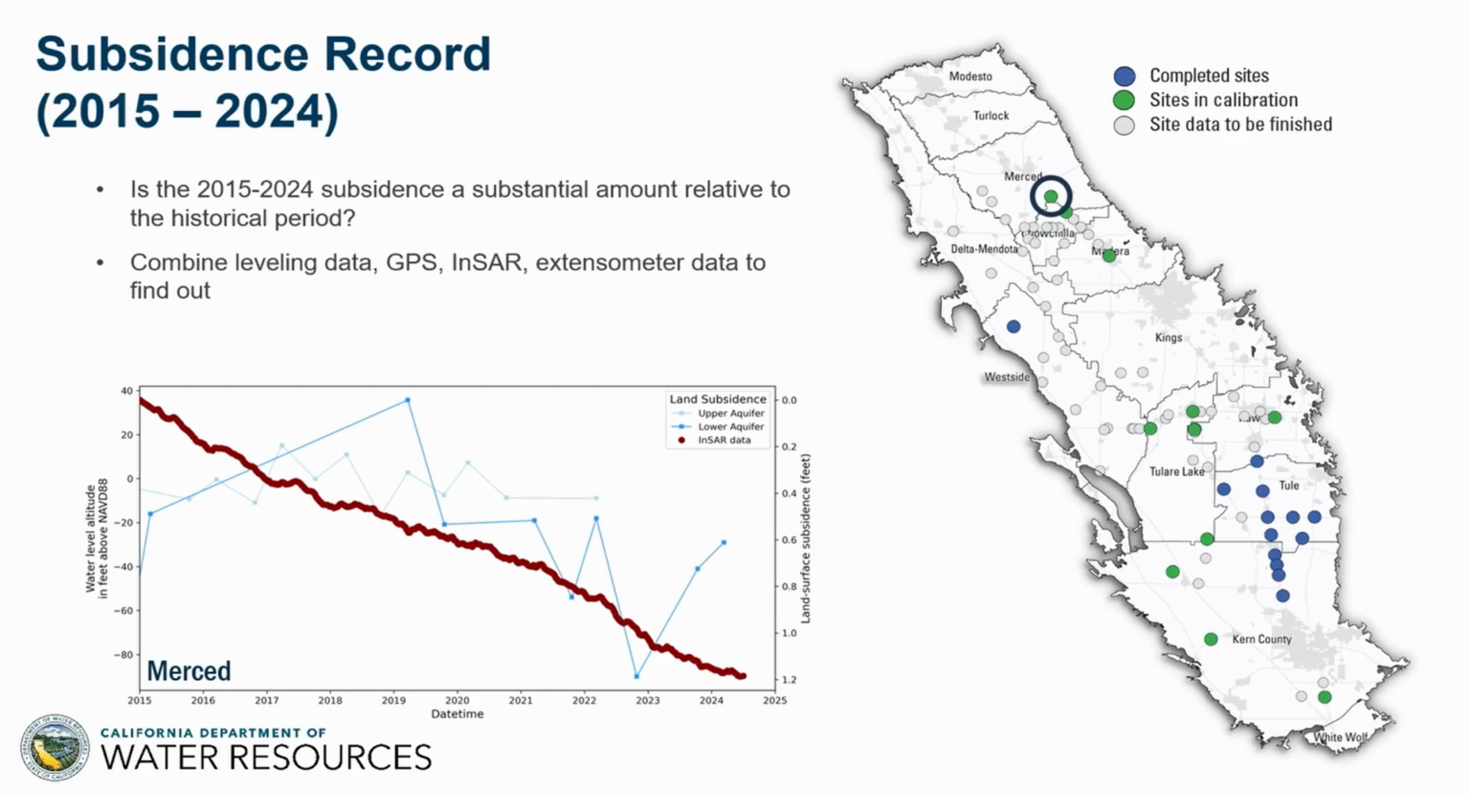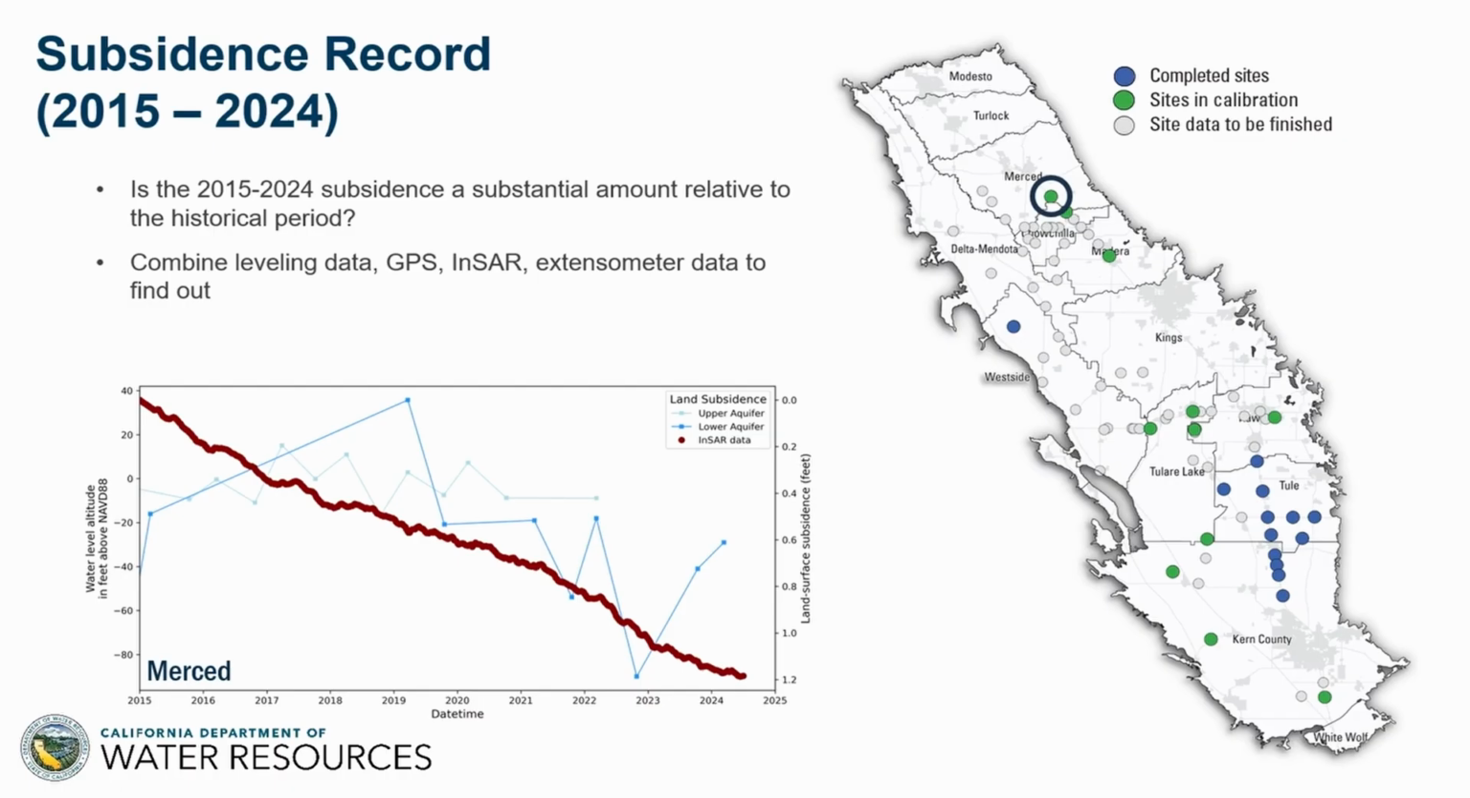You can see about 1.2 feet of subsidence over the 2015 to 2024 period, and the changes in groundwater levels in the upper and lower parts of the aquifer unit. Now, one of the questions when looking at subsidence in a subbasin is asking, how does the current subsidence compare to subsidence from earlier time periods?